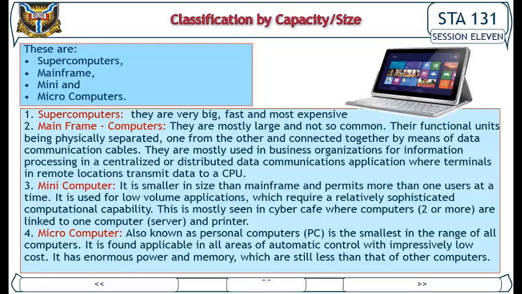4. Microcomputer, also known as personal computers (PC), is the smallest in the range of all computers. It is found applicable in all areas of automatic control with impressively low cost. It has enormous power and memory, which are still less than that of other computers.